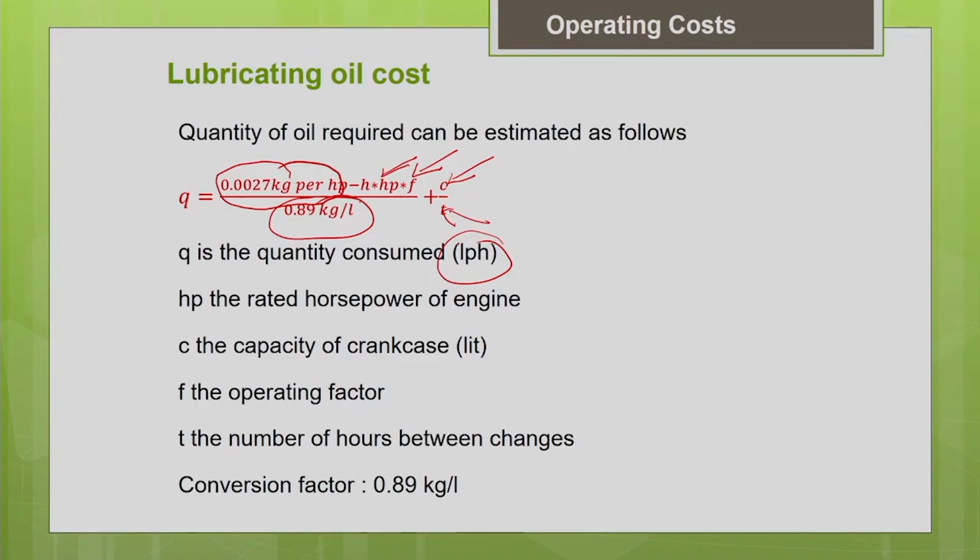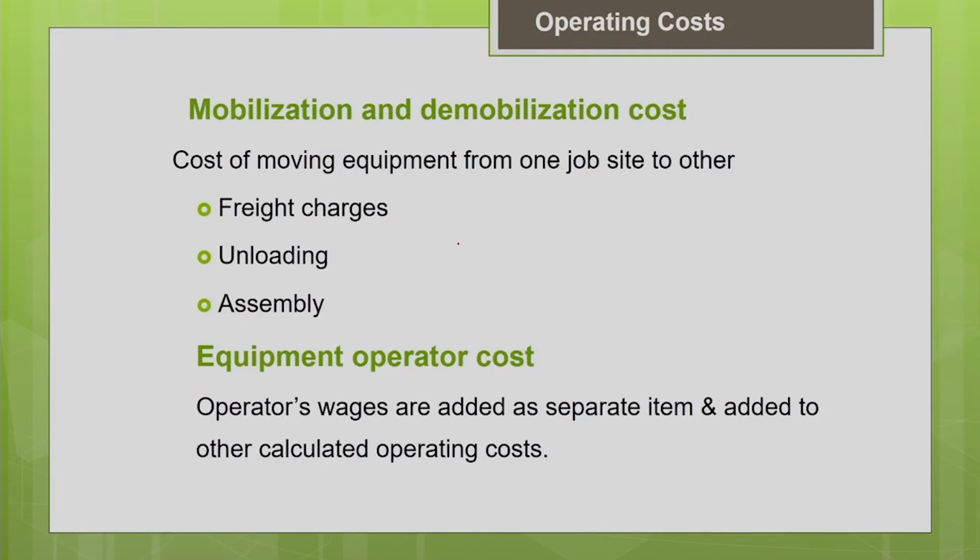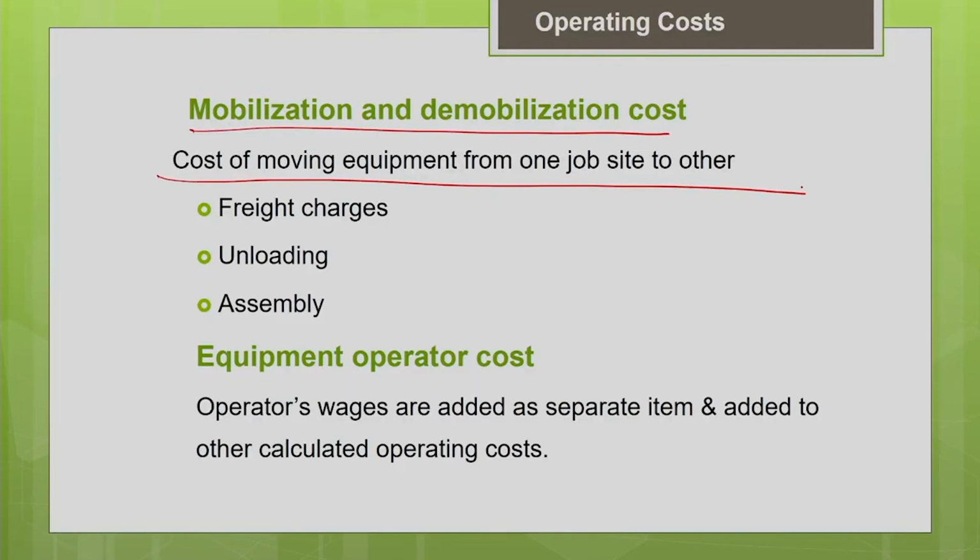So these are the theoretical formulae available in the literature so that you can estimate your lubricating oil per hour. The other important component of the operating cost is the mobilization and demobilization cost. We already discussed mobilization. When we purchase a machine, the initial cost is inclusive of all the freight charges to mobilize the equipment to your project site. Apart from that, you may have to shift the machine from one project site to another. In that case, you have to calculate the mobilization cost separately, and it will be included in the operating cost, which is the cost of moving the equipment from one job site to another.